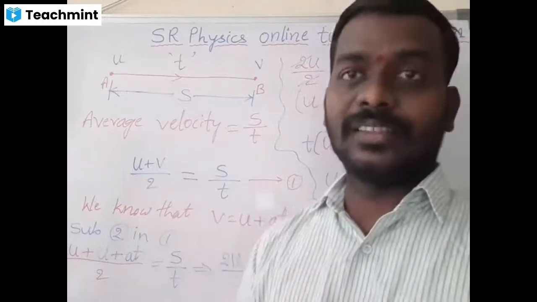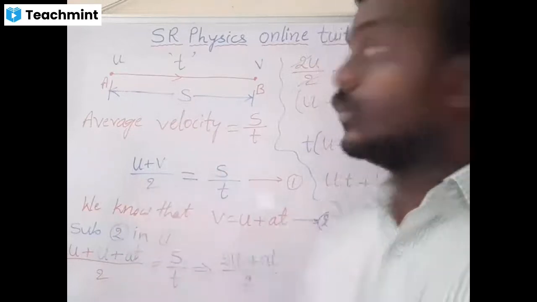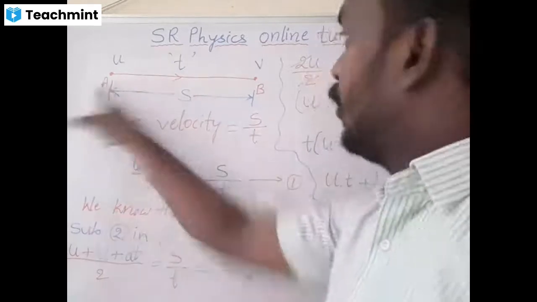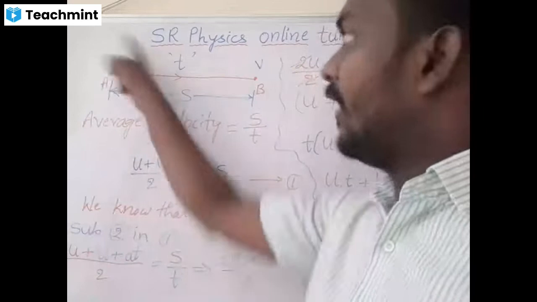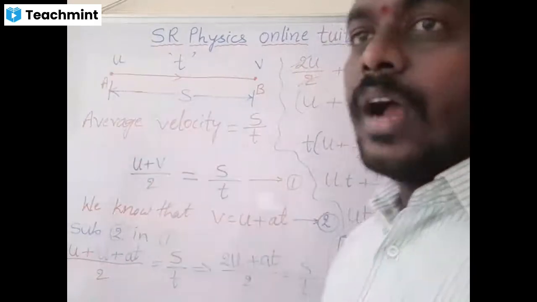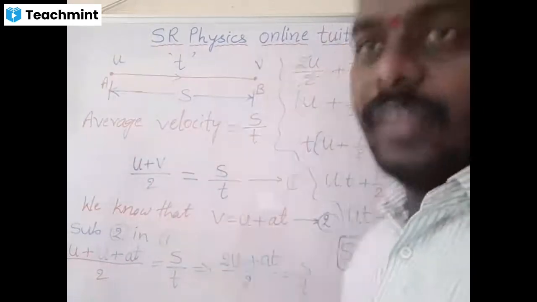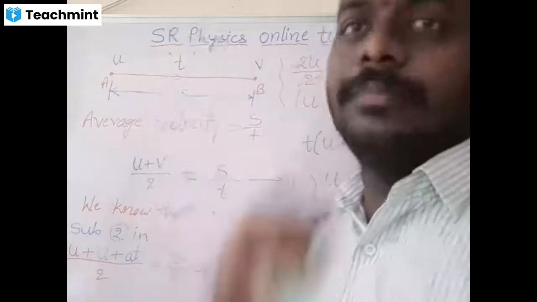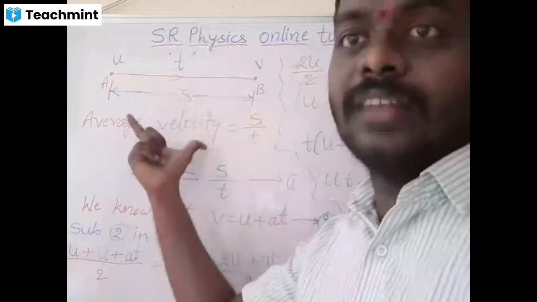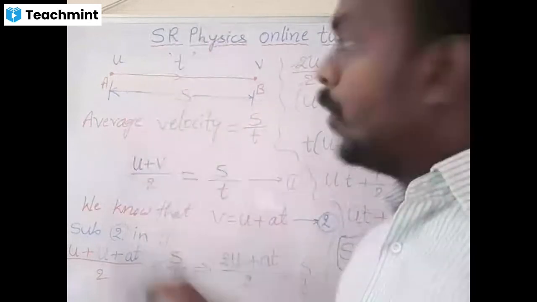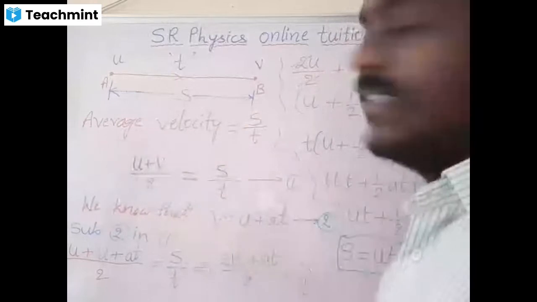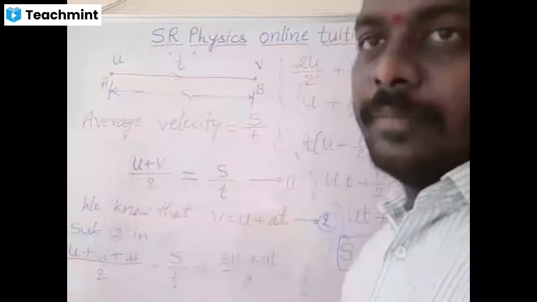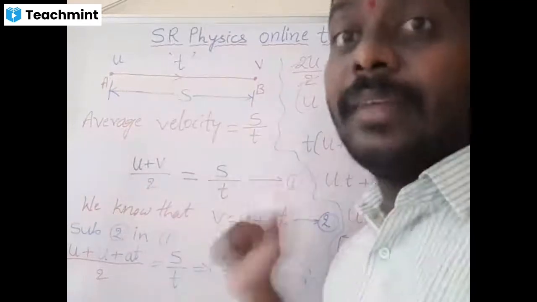For that, we are going to take a situation that a body is moving from A to B with an initial velocity u and final velocity v. It is covering a displacement of s in time t. Then we'll be taking the average velocity is equal to S by T. S by T means the total displacement by total time.